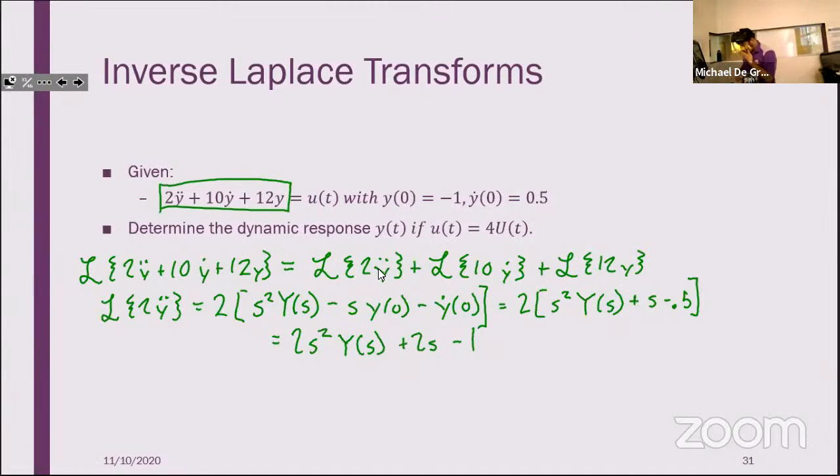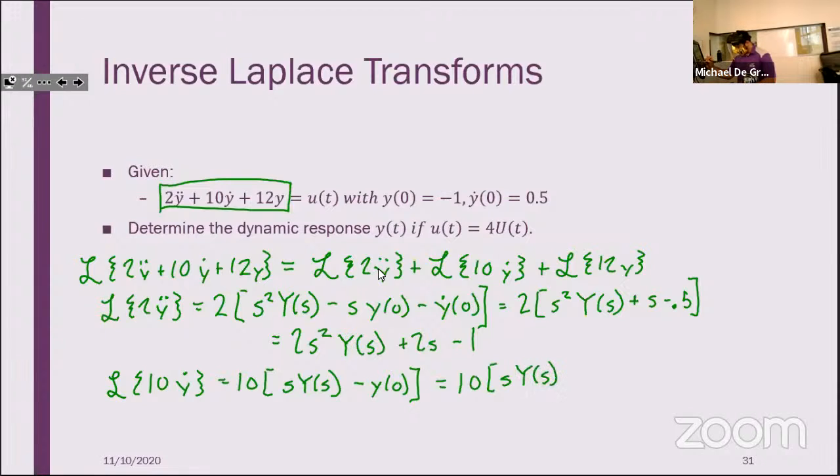Now I can do this again, right? In this case, I want 10 y dot. Well, this is going to be 10 times s times y of s minus y of 0. This is 10 times s y of s plus 1. So this is going to be 10s y of s plus 10. So we've got two parts.